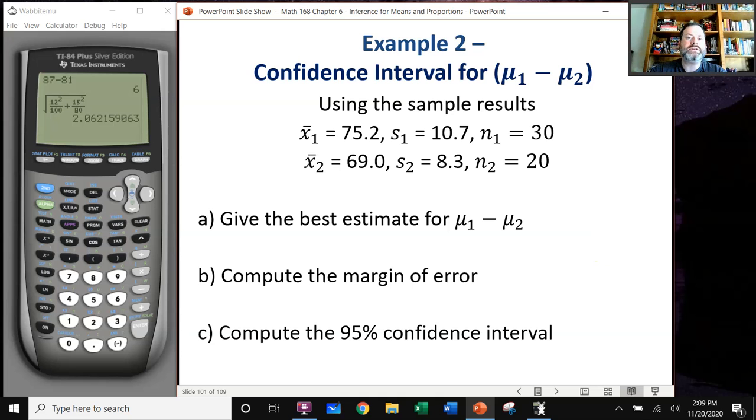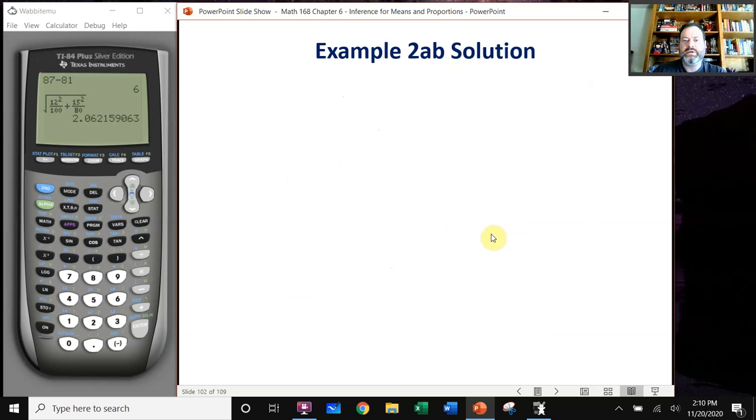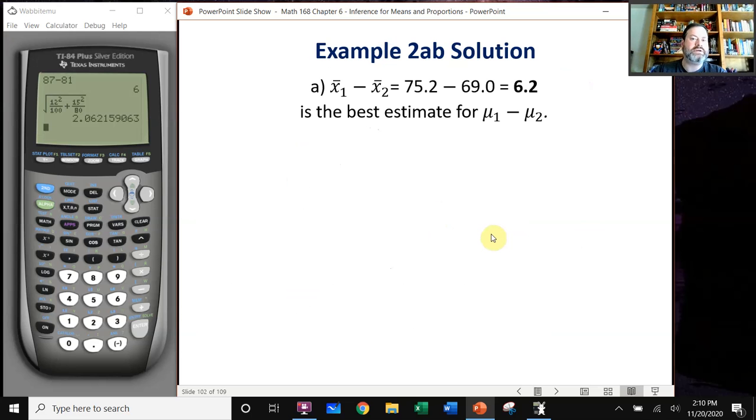Okay, so if our sample results are the ones given, I'm not going to read them out loud. We need to give the best estimate for mu1 minus mu2, margin of error, and 95% confidence interval. All right, the best estimate for mu1 minus mu2 is, hopefully you all said it out loud, x bar 1 minus x bar 2, so it's going to be 6.2. Right? Sample statistic is always the best estimate. That's the center of our confidence interval.